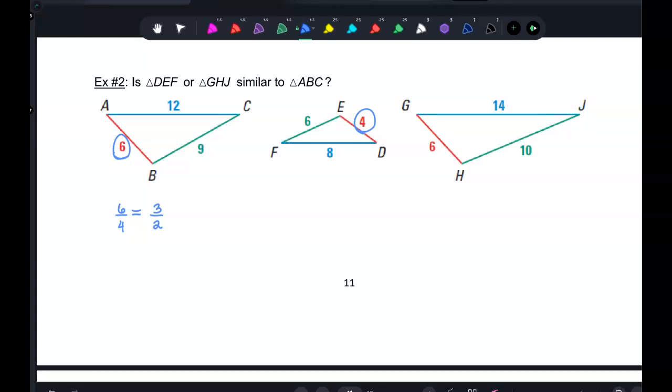All right, we can compare 12 to 8. So 12 is the biggest side in this one. So we want to compare it to the biggest side in this one. So 12 over 8. Well, this one's flipped upside down, but yeah. I know what I'm just saying. I just compared the biggest to the biggest. Is this also 3 over 2? Yeah. All right, so far we have the same ratio. Let's check 9 and 6. Is it 3 over 2 also? Yeah. Okay, so these two are similar. What about the last one?